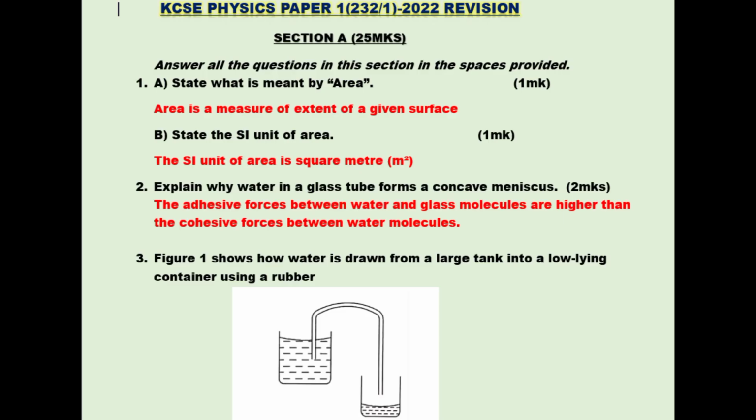Question 1A. State what is meant by area. Area is a measure of the extent of a given surface. That is a simple definition for area. Question B. State the SI unit of area. The SI unit of area is the square meter, square meter in singular.